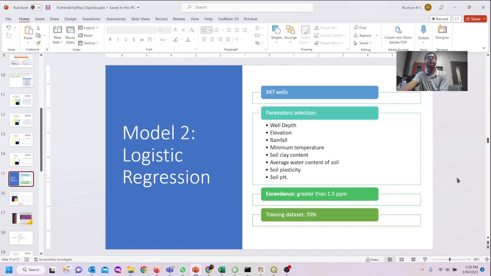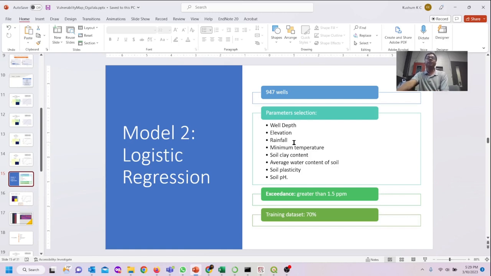We collected data from 947 wells, and the parameters we selected were well depth, elevation, rainfall, minimum temperature, soil clay content, average water content of soil, soil plasticity, and soil pH. Elevation was just used as a surrogate for the general topographical slope because of a lack of data for this source.